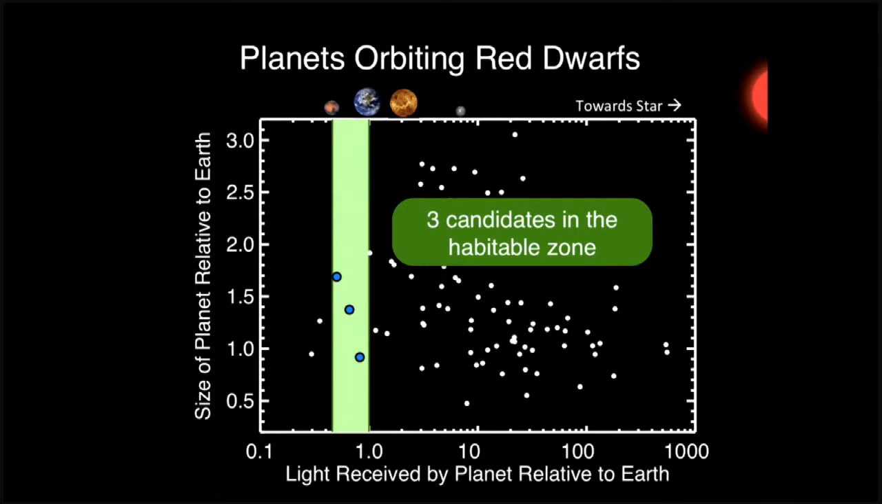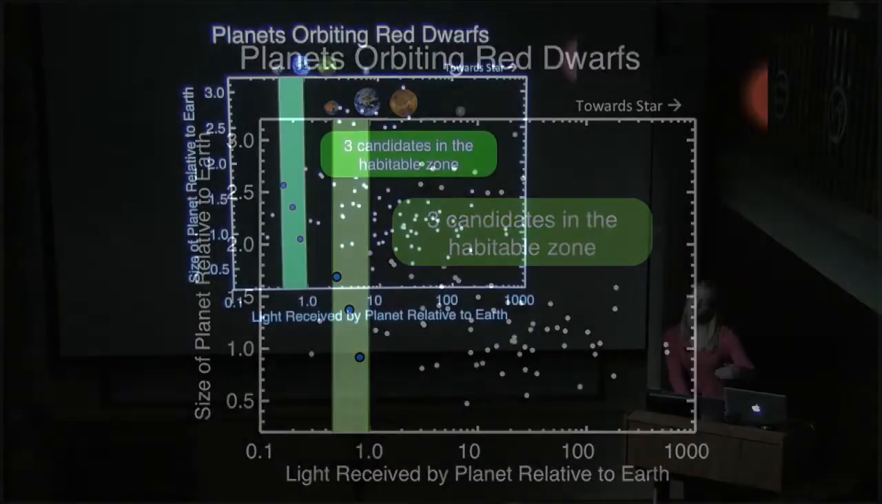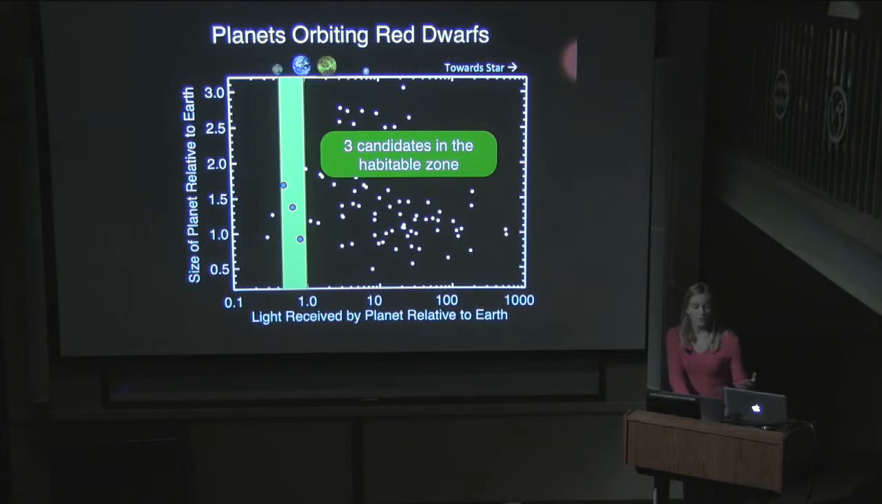Of those 3 objects, 2 are very similar in size to the Earth, and 1 is just a little bit bigger than 1.5 times the size of Earth. So all 3 meet the criteria for things that are likely to be rocky and the right temperature to have liquid water. As part of our study, we looked at all of the red dwarfs in the Kepler sample.